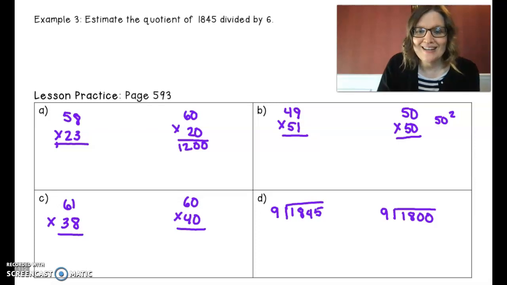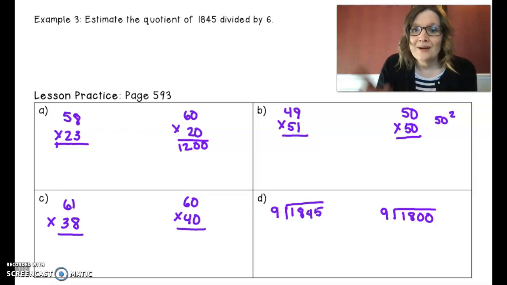Hi, we're on lesson 93, the practice. I would like you to do the problems A through D and then come back and we'll correct together.